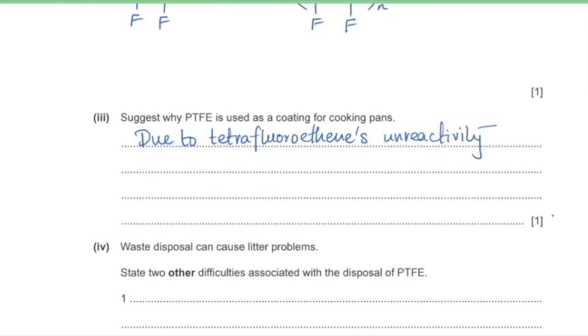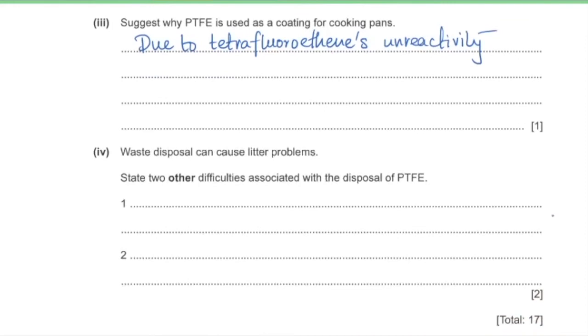Part 4, waste disposal can cause litter problems. Other difficulties associated with the disposal of PTFE, that is polytetrafluoroethene, the polymer formed out of addition polymerization. So PTFE also releases harmful gases when it is burned. And the second disadvantage could be that it is non-biodegradable.